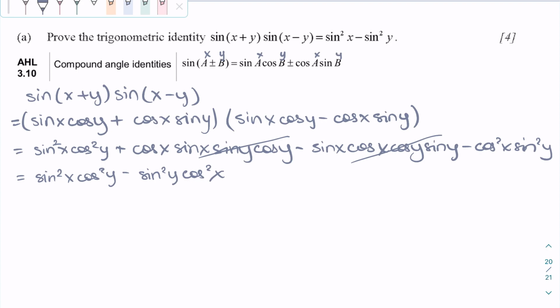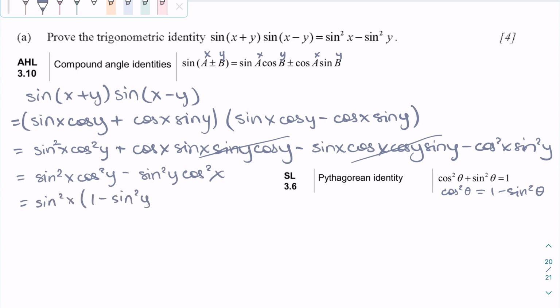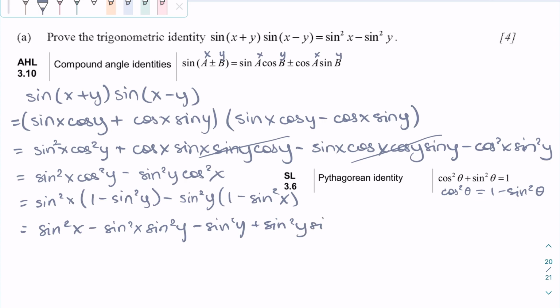So now we need to somehow get rid of this cosine, since our answer needs to be only in terms of sine. For this, we can use the Pythagorean identity found on page 6 in the formula booklet. So we can rewrite it as cosine squared equals 1 minus sine squared. So now we're able to replace cosine squared y and cosine squared x with just sine squared. We can now expand the parentheses. And now two of the terms cancel out. So in the end, we're left with what we were meant to prove: sine squared x minus sine squared y.